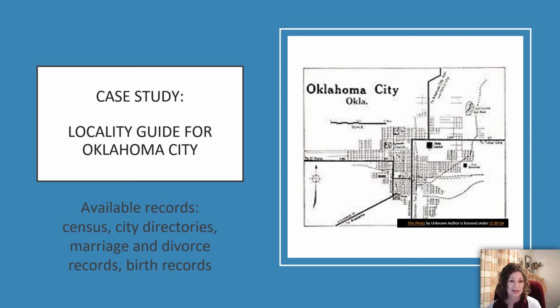We already had the census, but maybe going back to the 1920 census, I wanted to see what city directories were available and marriage and divorce records, birth records. So some really specific things for my locality guide. And so as you're working through a research project, you'll want to pinpoint from your source analysis, from your timeline, the locality and time period most likely to yield some good results for your research.